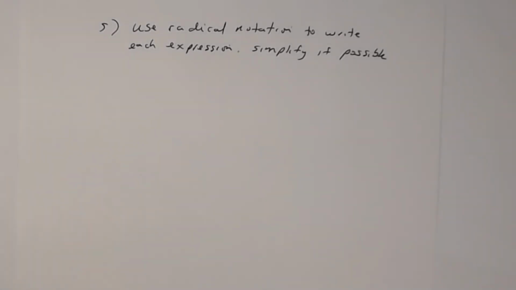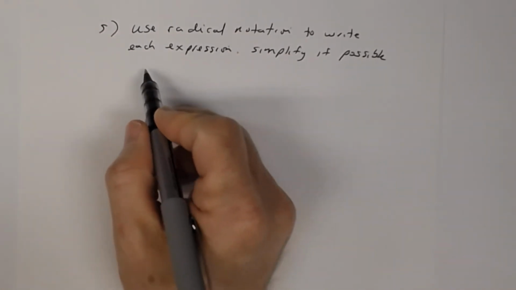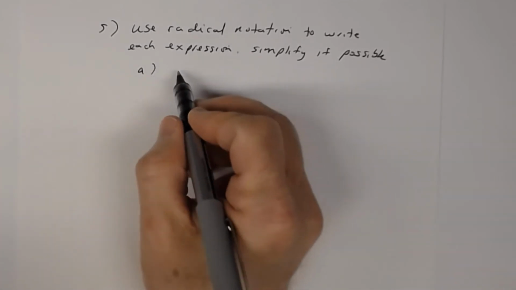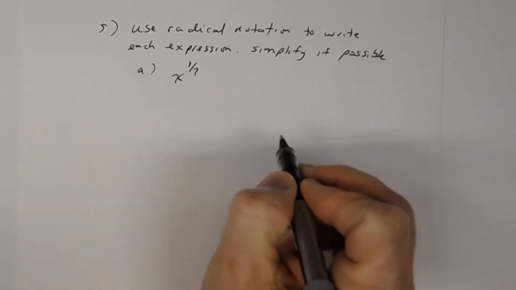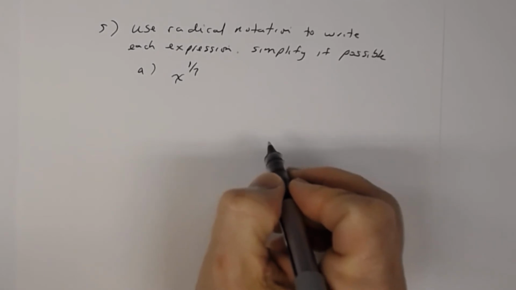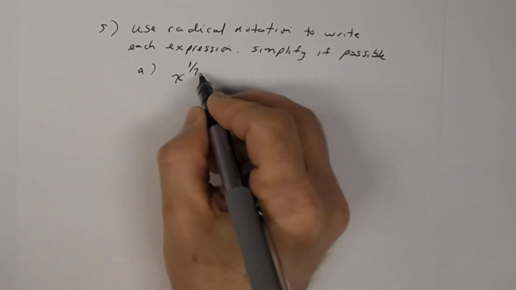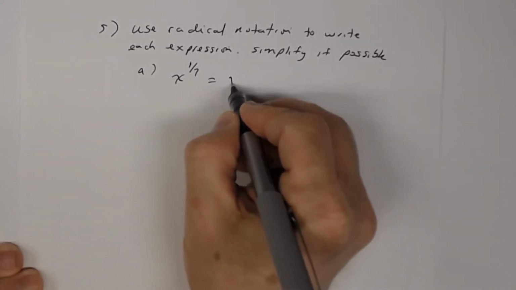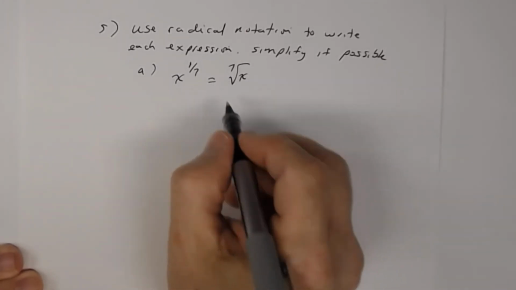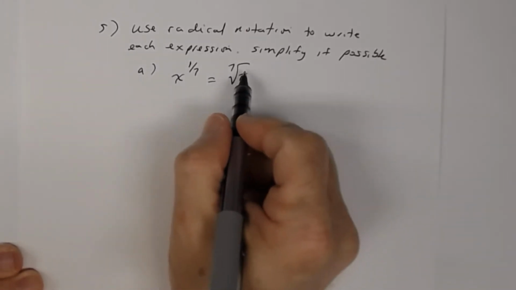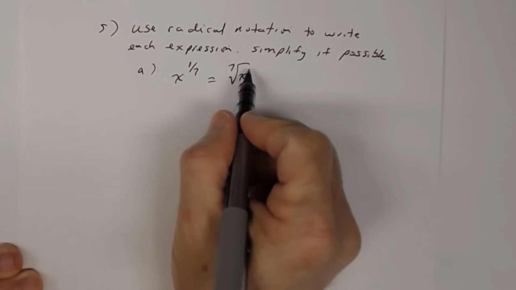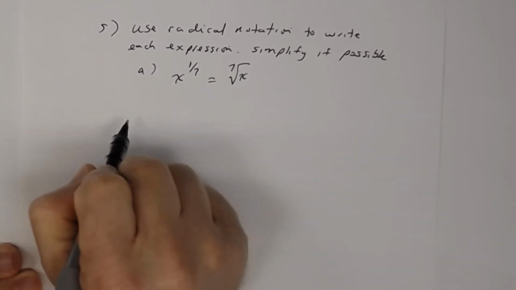Okay, so the directions here say use radical notation to write each expression and then simplify if possible. So if I look at this one, let's say this is letter A, and I have x to the 1/7 power. So x to the 1/7 power, as a radical, you see I need to rewrite this using radical notation. The denominator is your index, so it'll be the 7th root of x, and I cannot simplify the 7th root of x. As remembered from a previous lesson, the exponent here is less than the index. So you're done. That's all you can do.